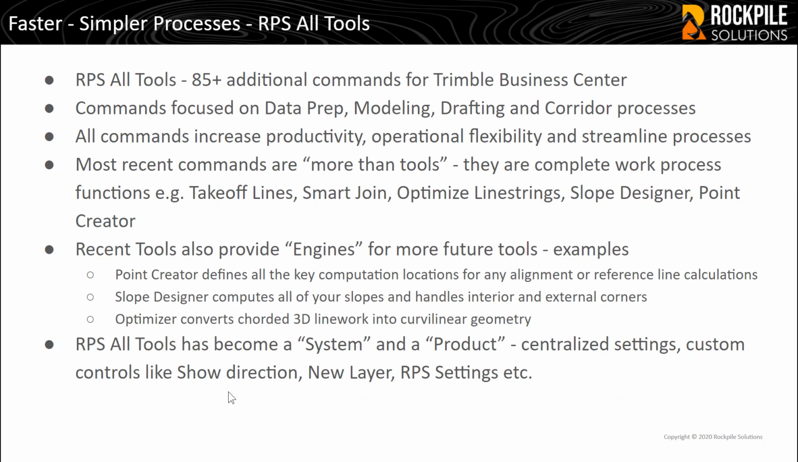The RPS Tools package includes 85 additional commands for Trimble Business Center. Commands are all focused on data prep, modeling, drafting, and corridor modeling processes. All of the commands increase your productivity, they increase your operational flexibility, and they streamline your work processes, allowing you to get the job done faster. Most recent commands are also more than tools. They're complete work process functions.